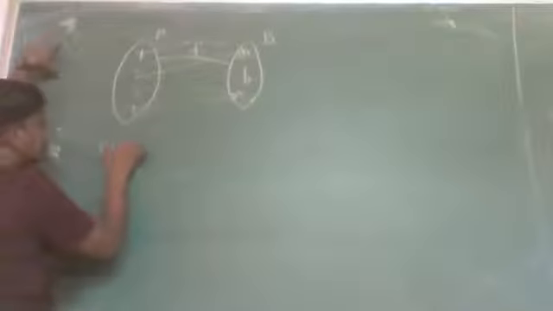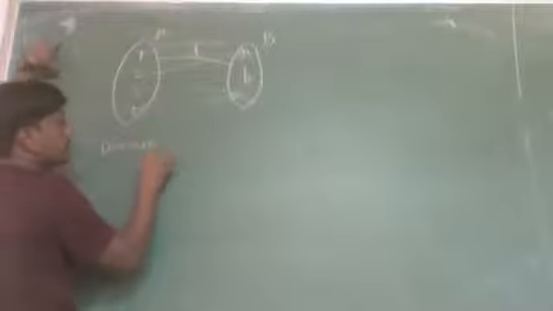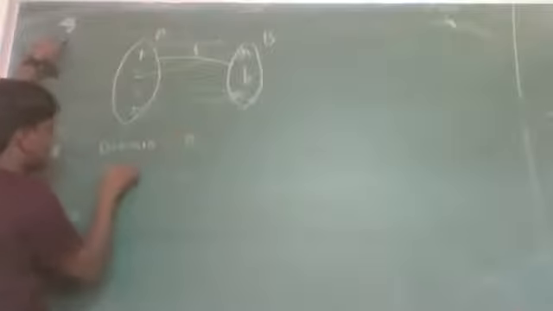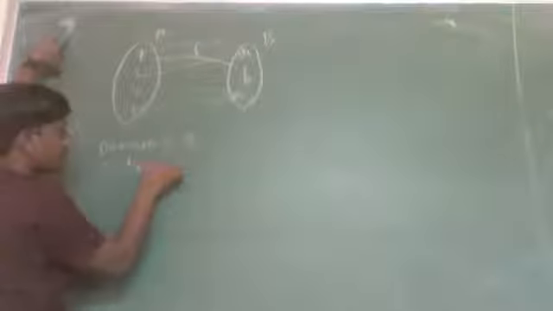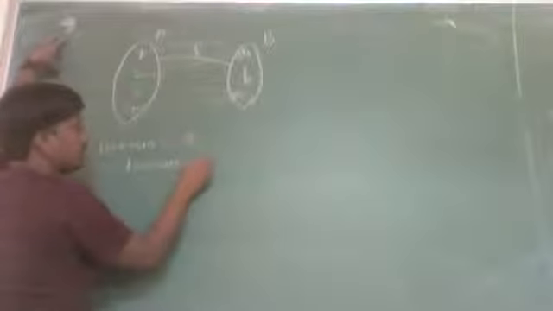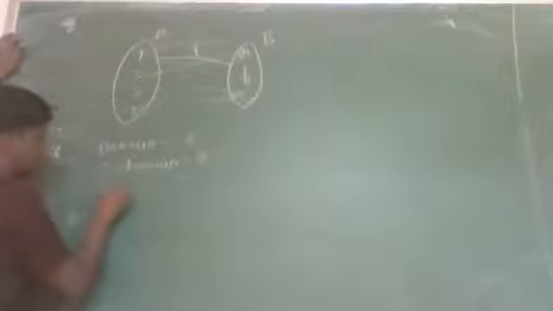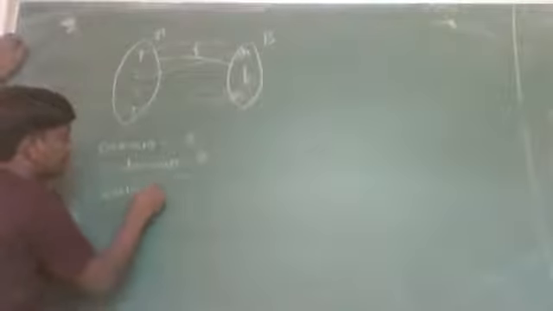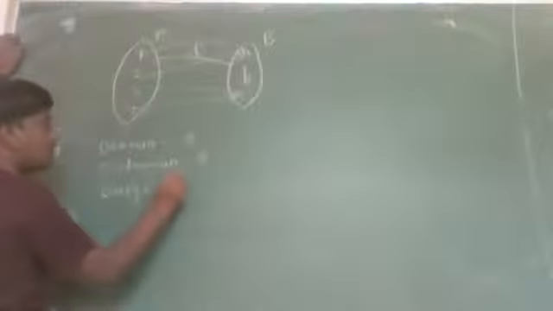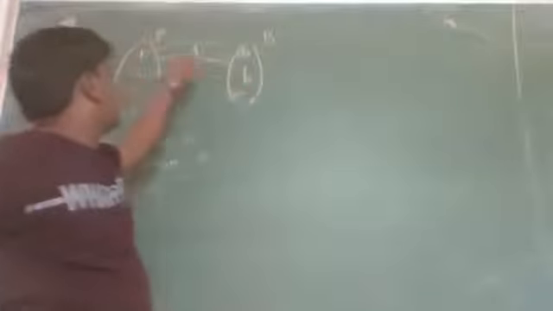Now the domain of function here is A. Codomain is B, and we have to find out the range of a function f. And we know that range of function f consists of only those elements in set B which have a pre-image in set A.